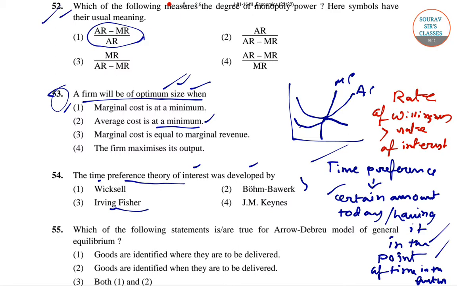Now the rate of return over cost is the discount rate at which the net present value of alternative investment opportunities gets equalized. If the rate of return over cost is higher for an investment opportunity than the market rate of interest, the individual will prefer to invest rather than lend at the market rate. In the opposite case, when the rate of return over cost is lower than the market rate of interest, the individual would prefer to lend rather than go for the lower investment. So the time preference theory of interest was developed by Irving Fisher.